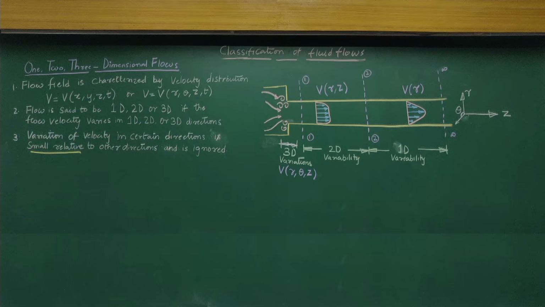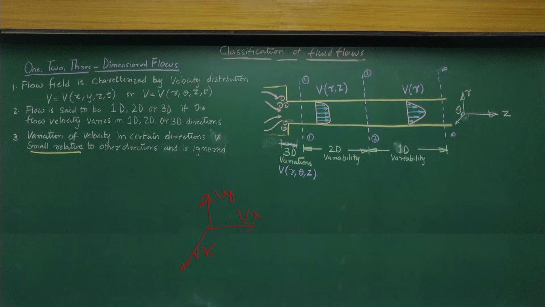Now let's look at a very interesting concept: how we simplify it. When you talk about any flow system, that flow has 3 dimensions. As you know, any velocity will have 3 components: Vx, Vy, and Vz. It will also have a time component.